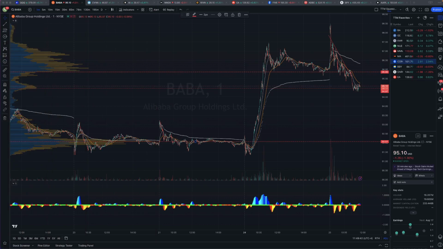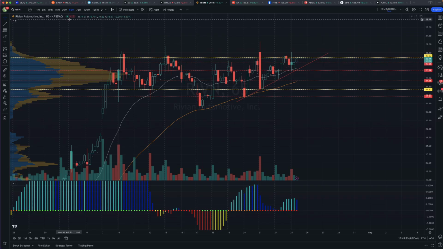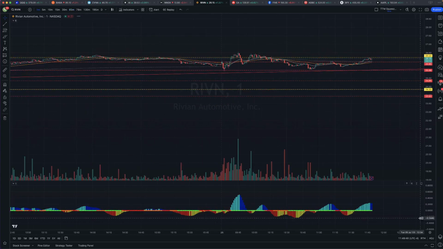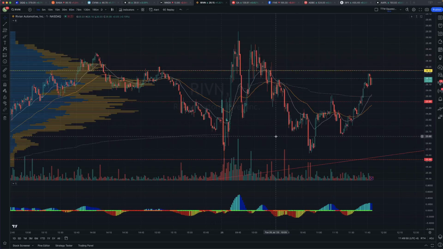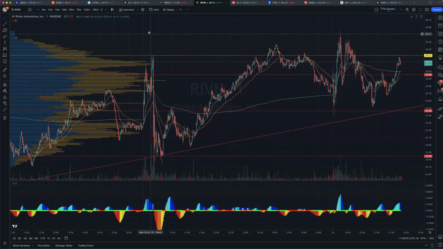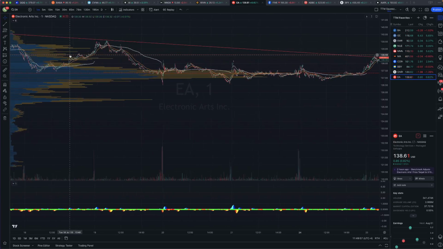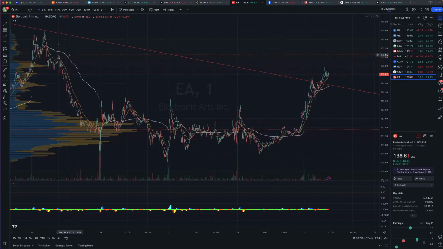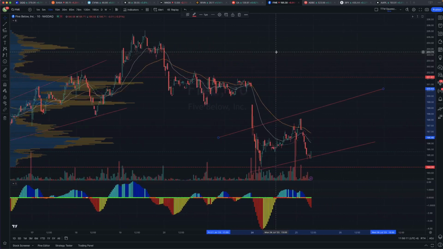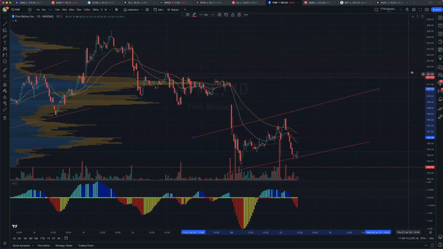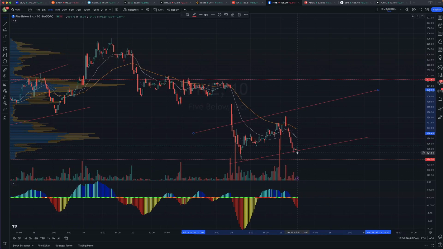Okay, so quick check on positions. Rivian's looking pretty good. It's making a move back up. Yay. Still looks great. I'm still waiting for ABC to come back. Oh, what's going on here? 5 still looks fine, right? 5's making that higher low here. So we're still in business.